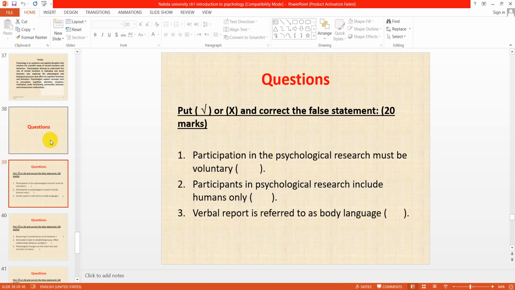Number 3: Verbal reports is referred to as body language. Please try to find the answer, and then I am going to run through all questions and answer them with you.